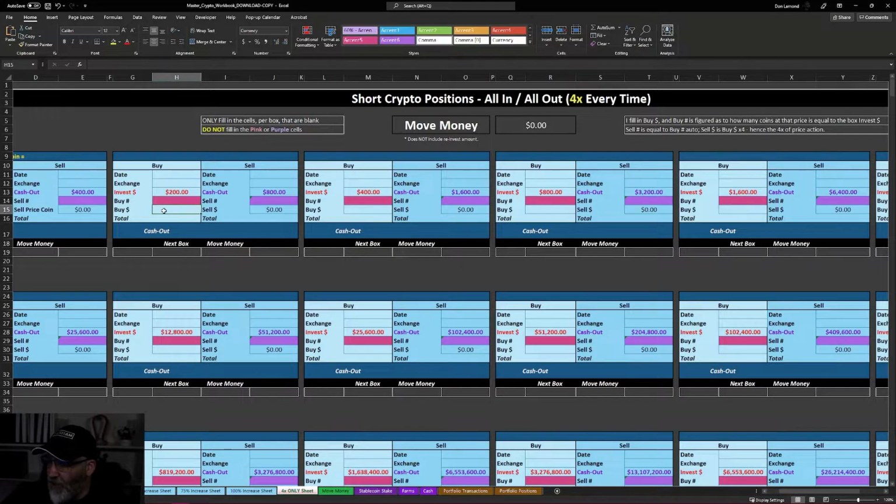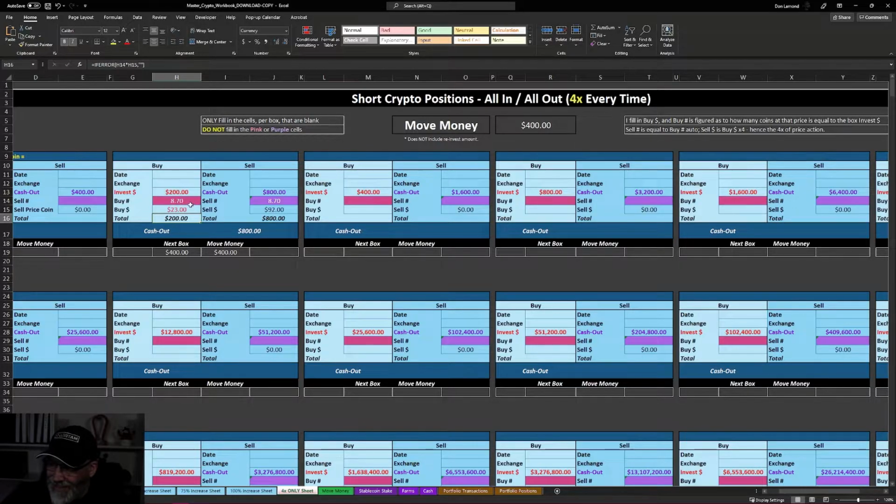So if I say, look, the price of the coin is $23, and I just click anywhere in here, boom, it's going to spend the $200 for me by telling me in this colored box that 8.7 tokens times $23 equals $200.